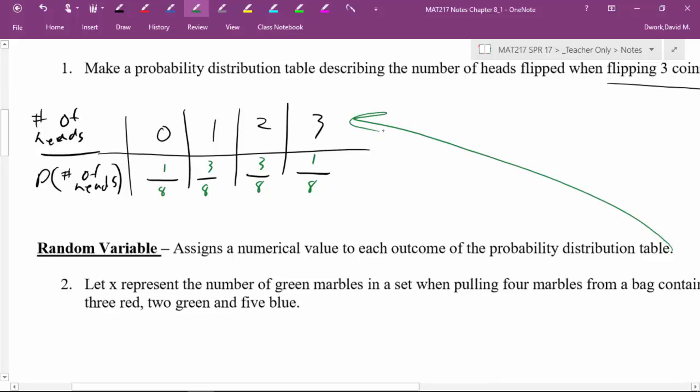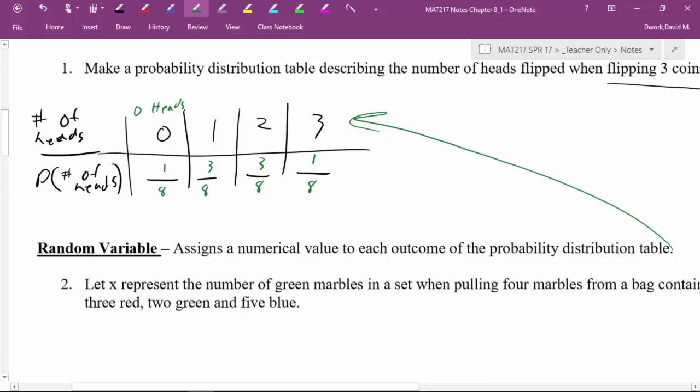That's what we did, right? Instead of writing out 3 heads, or sorry, that would be 0 heads, I wrote the number 0. Or instead of writing tails, heads, heads, or heads, tails, heads, or whatever, we just said no, 2. I'm going to call it the number 2, the number of heads.